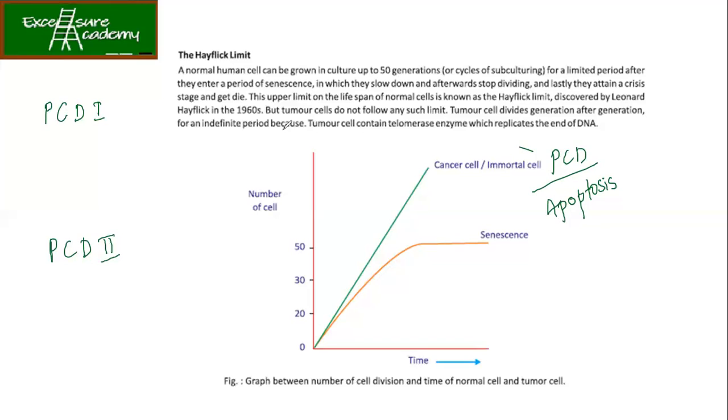So, what else do we call apoptosis? Programmed cell death. Yes, very good. Now, if I say that it is programmed cell death 1 and 2, which one is apoptosis over here, and what is the other one?